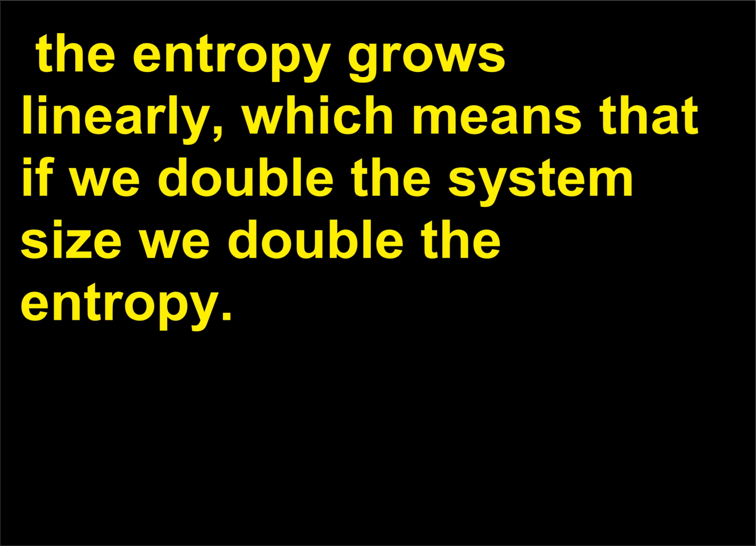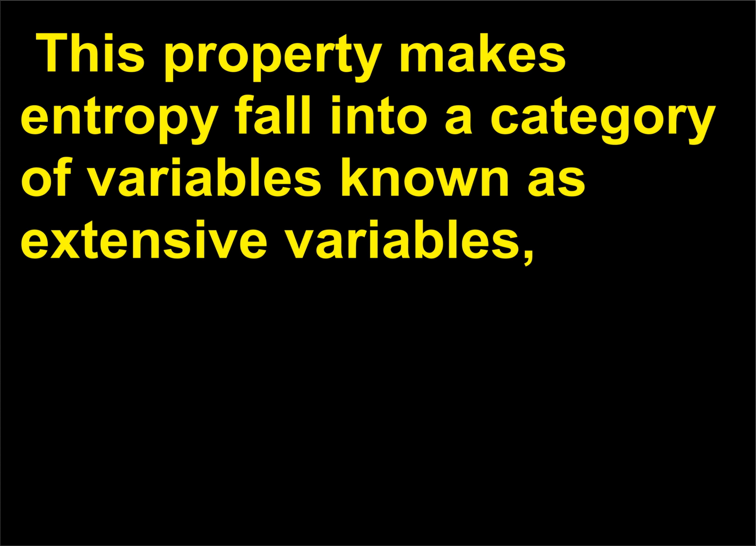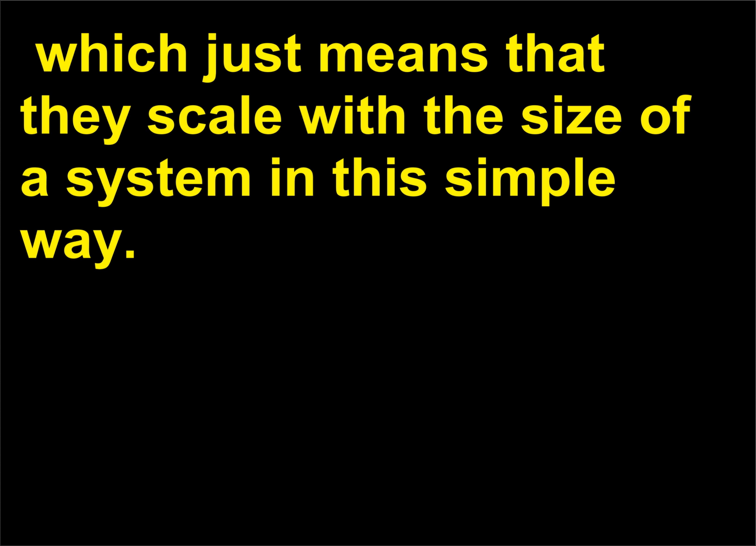the entropy grows linearly, which means that if we double the system size, we double the entropy. This property makes entropy fall into a category of variables known as extensive variables, which just means that they scale with the size of a system in this simple way.